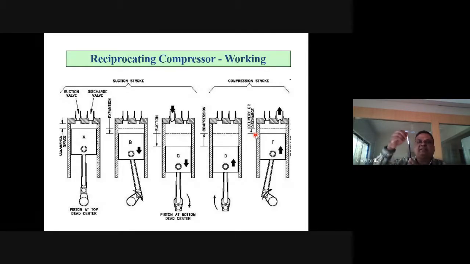See, this is your crank. It will move from 0 to 180, right? And your piston will move from TDC to BDC. When crank is at 0, piston will be at the topmost position. When crank starts moving from 0 to 90, piston starts moving in the downward direction. Again from 90 to 180, it moves downward. When crank is at 0, piston is at TDC. When crank is at 180, piston is at BDC. When crank moves from 0 to 180, piston moves from TDC to BDC.